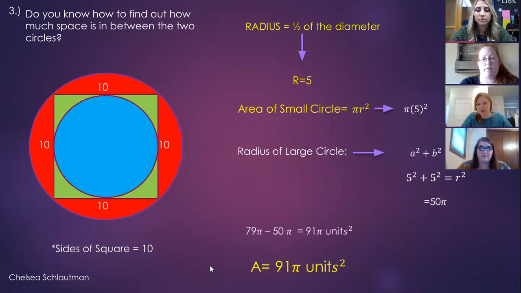So lastly, we're going to subtract the two answers that we got, the area of the smaller circle and the area of the larger circle. So we have 79 pi minus 50 pi, which is going to equal 91 pi units squared.